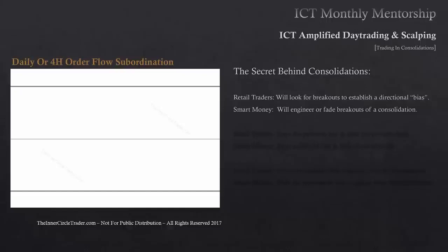Smart money will engineer or fade breakouts of a consolidation. Smart money is not trying to follow price. It's going to allow price to go to a specific level when IPTA trades to a specific key level of price or a liquidity reference point or a PD array, and it happens to be in agreement with a breakout of a consolidation, many times you're going to see a lot of institutional sponsorship on the move that fades that very thing.